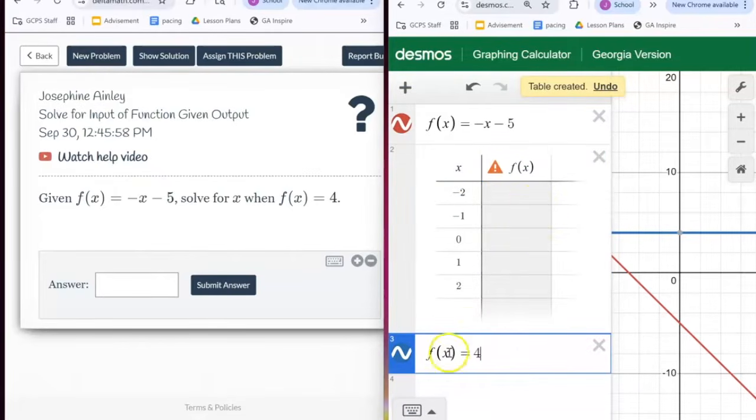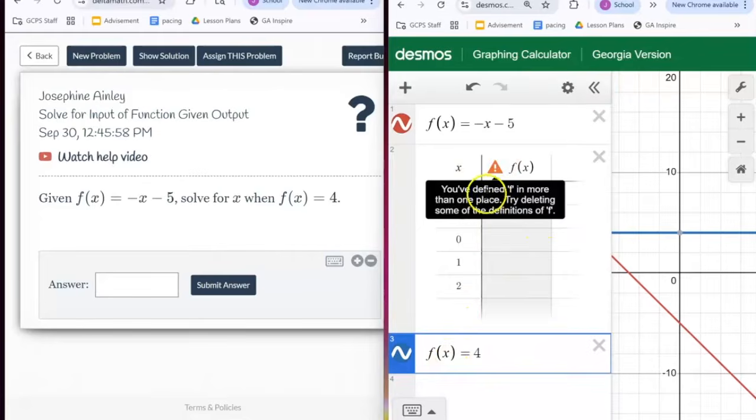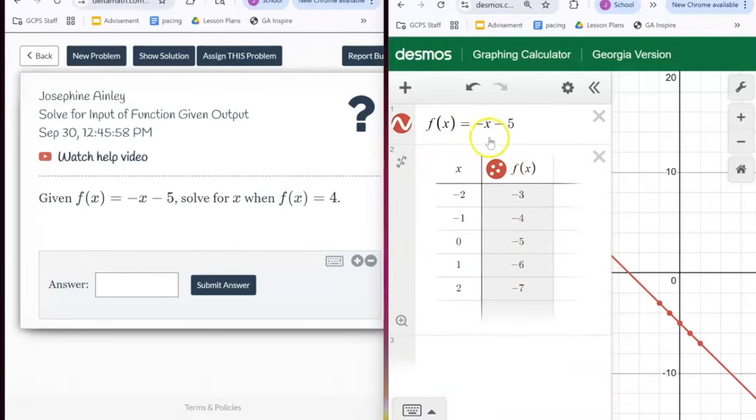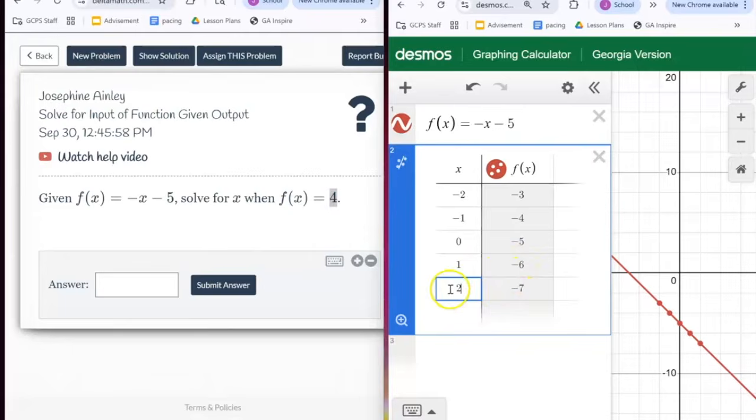Now, it's saying something is wrong because I've defined f in more than one place. Okay, I have 2 f's, which is what the calculator is confused by. I'm going to delete one. Okay, so now it's a table. I'm looking for when the y value is 4. So I don't have the y value being 4. That's okay. I'm going to come to the last one, and I'm going to press enter.